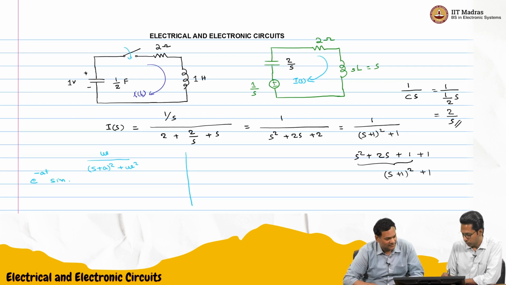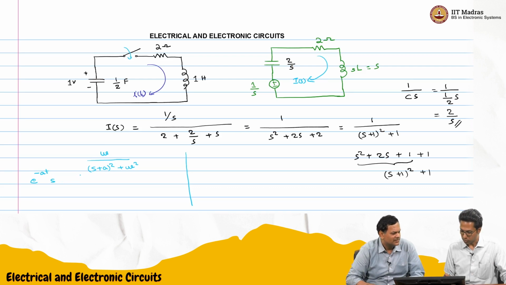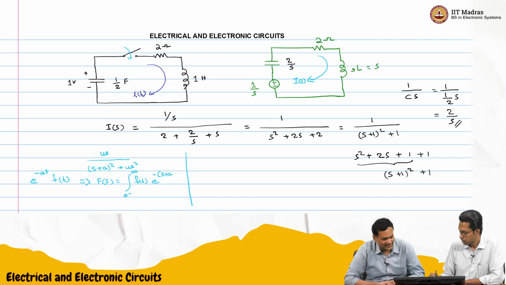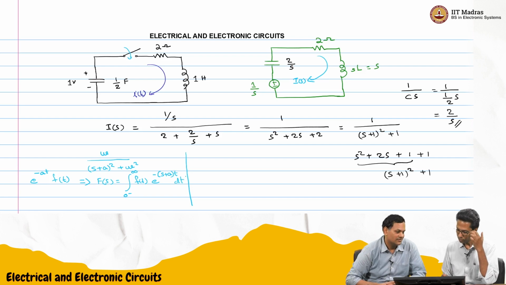Let's say e power minus at sine omega t, or in general, e power minus at f of t. Then let's write down the Laplace transform for this and check what we get. So it will be the integral from 0 minus to infinity of f of t e power minus at into e power minus st dt, so s plus a.